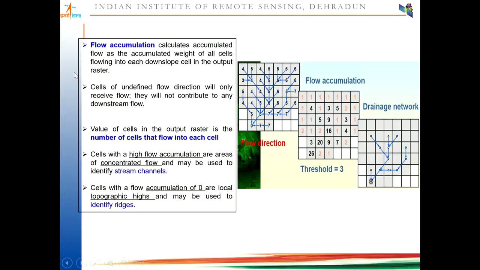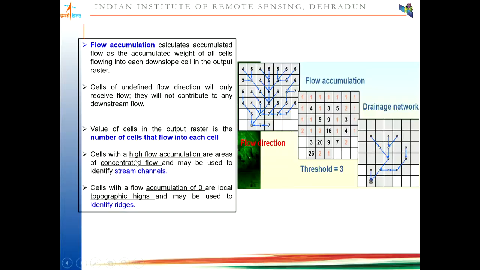How does it do this? Flow accumulation calculates the accumulated flow. That is, it calculates how many pixels a particular pixel is receiving runoff water from. So the value you get here, say 6, means it is getting the runoff water from 6 pixels.